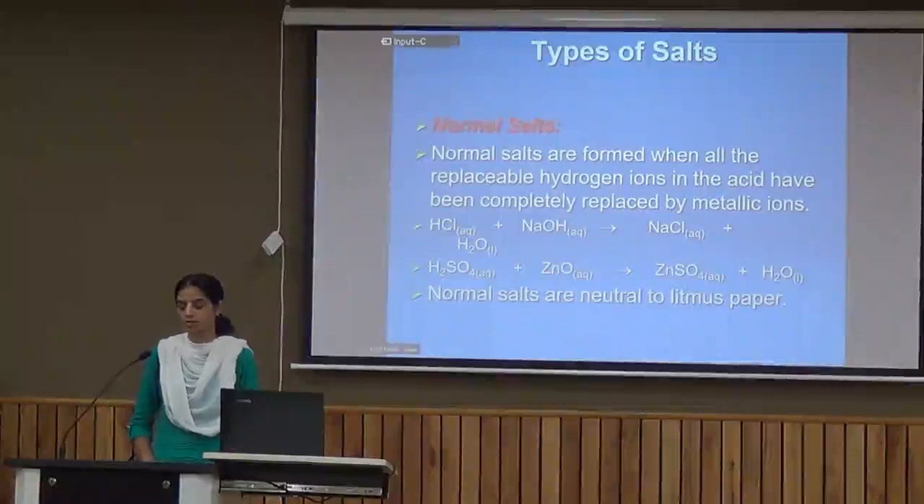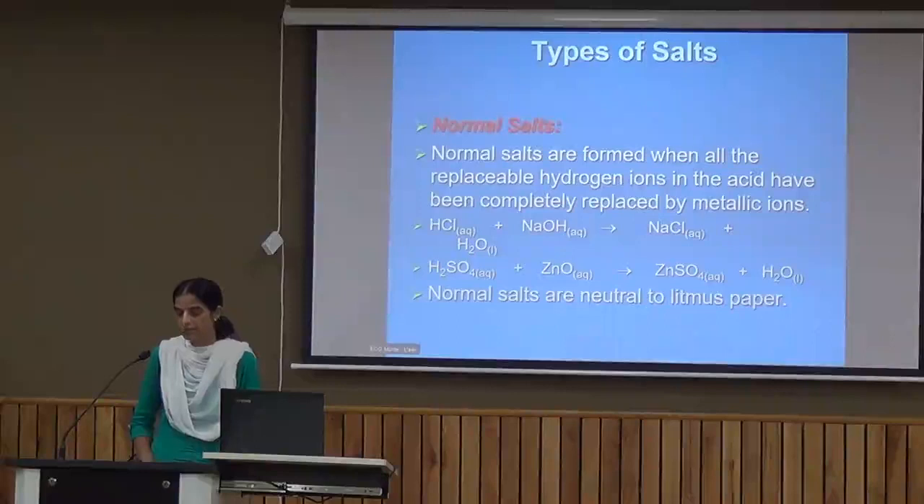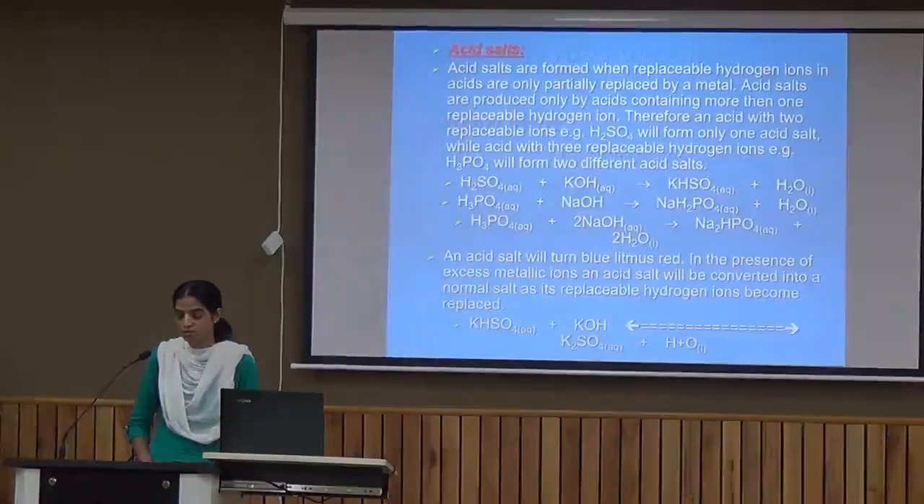Types of salts. Normal salts, which are formed when all the replaceable hydrogen ions in the acid have been completely replaced by metal ions or metallic ions. Like in this case, hydrochloric acid reacts with sodium hydroxide. Hydrogen ion of HCl is completely replaced by sodium. So we have the product sodium chloride. So sodium chloride is an example of normal salt.